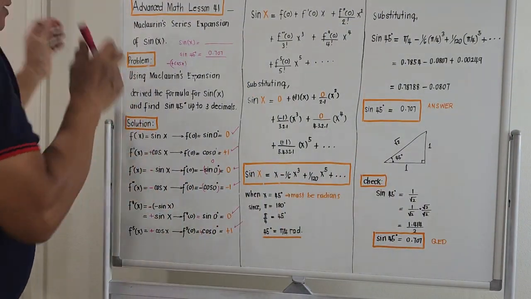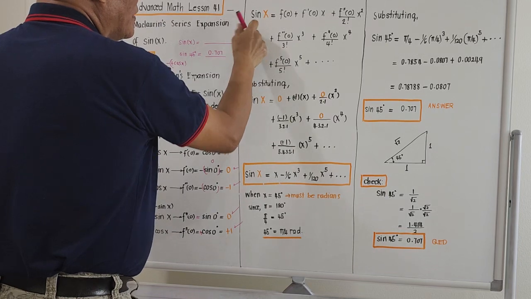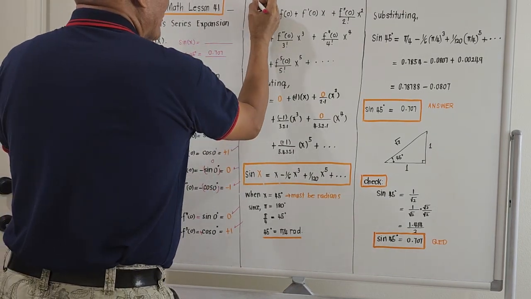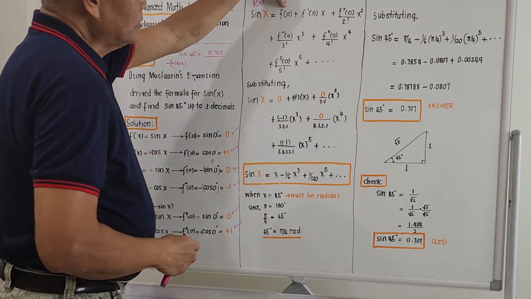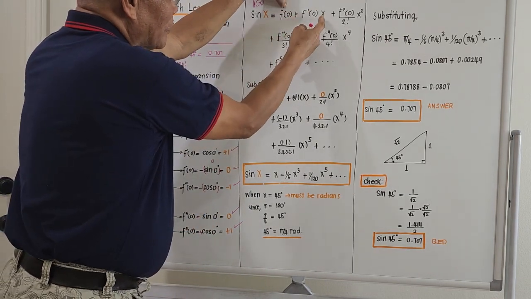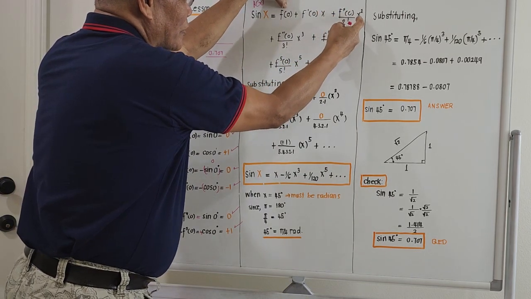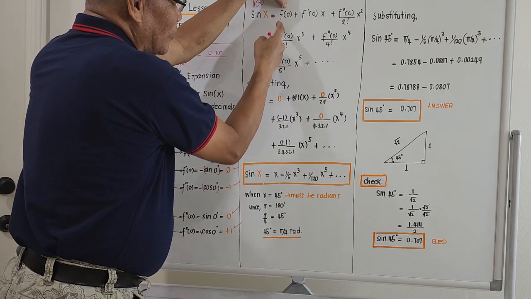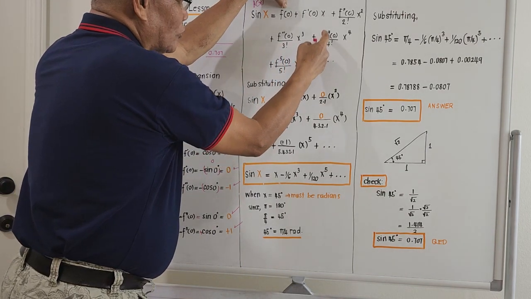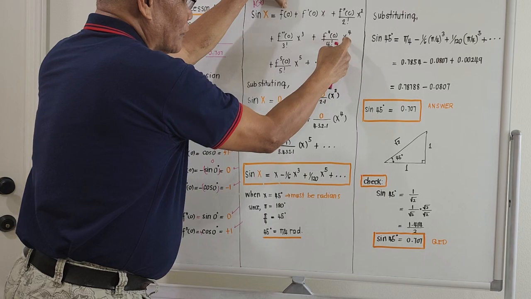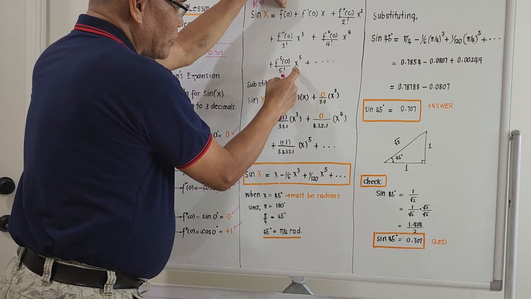Let's try to continue. Under the Maclaurin series expansion, the function of x should be equal to f sub 0, plus f prime of 0 multiplied by x, plus f double prime of 0 over 2 factorial times x squared, plus f triple prime of 0 over 3 factorial times x cubed, plus f to the fourth of 0 over 4 factorial times x to the fourth, plus f to the fifth of 0 over 5 factorial times x to the fifth.